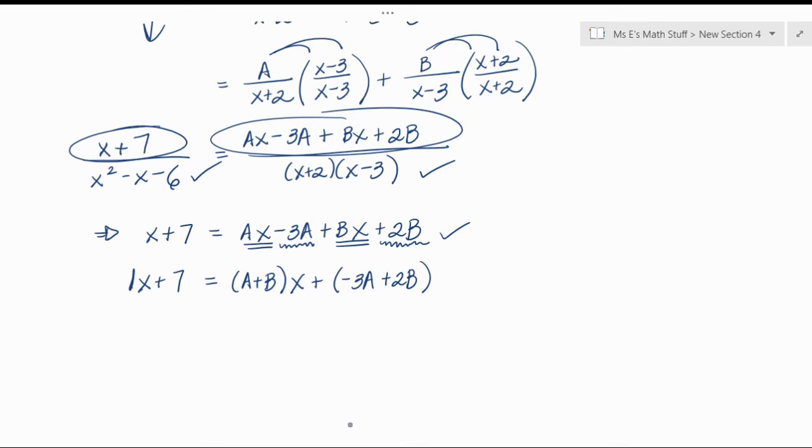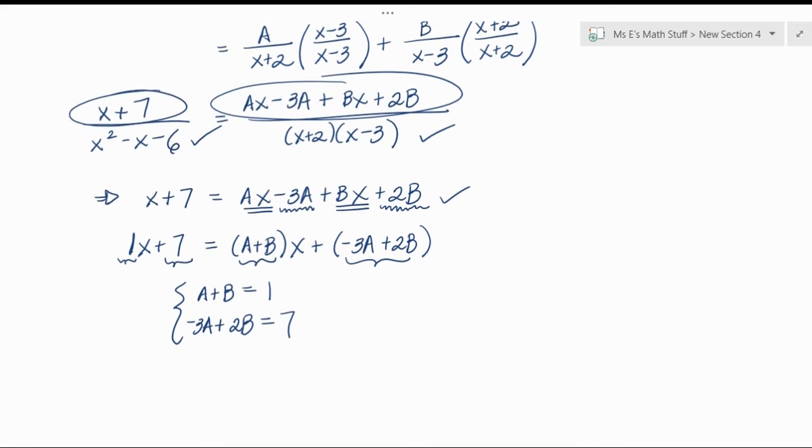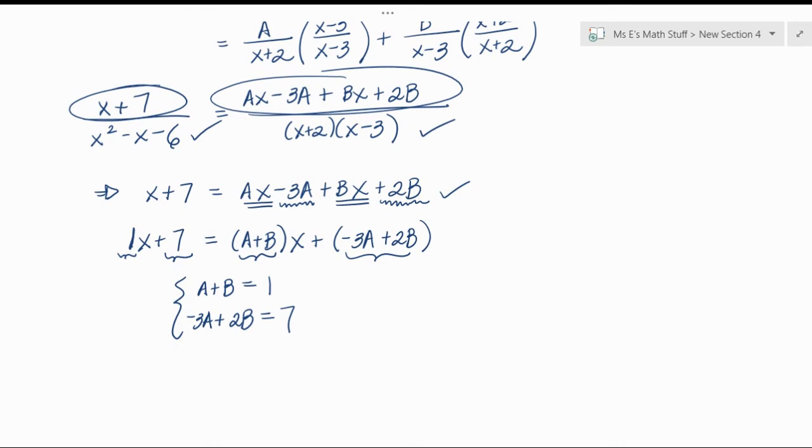And now, what do we know? Well, we know that if these two equations are going to equal each other, then the number of x's on the right side should equal the number of x's on the left side. So that means a plus b should equal 1. And the constant term on the right side, negative 3a plus 2b, should equal the constant term on the left side, 7.